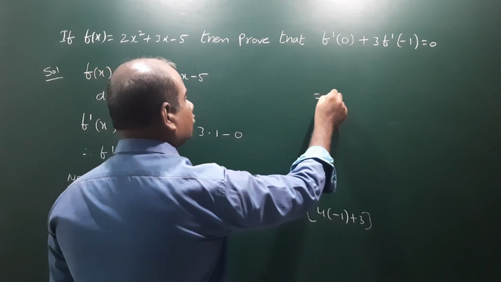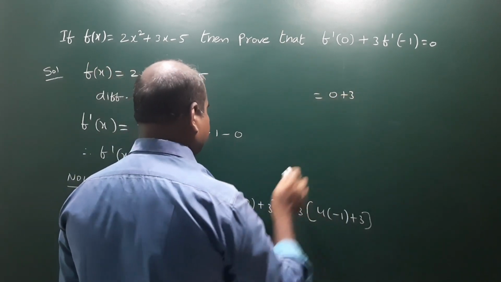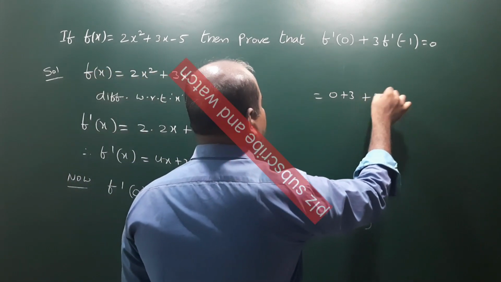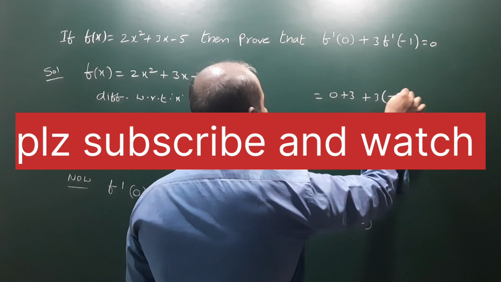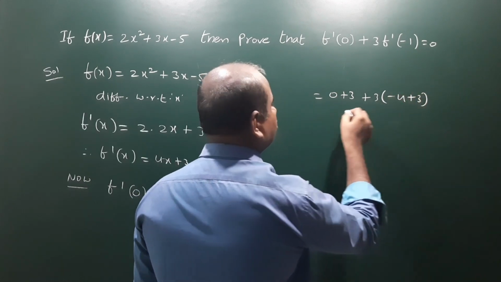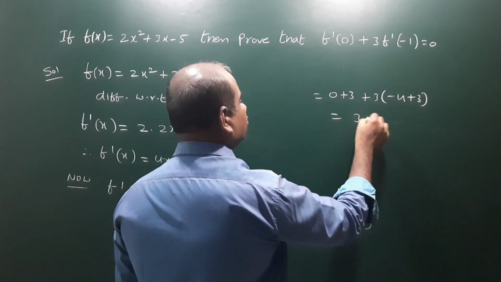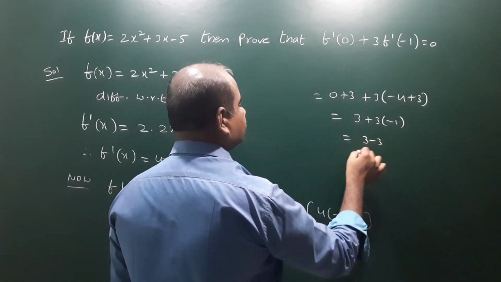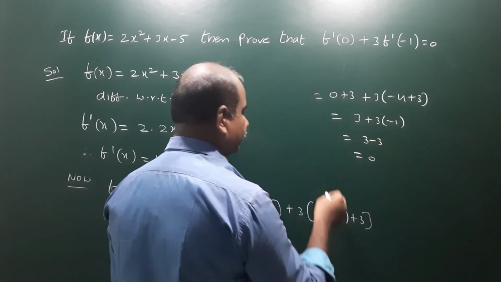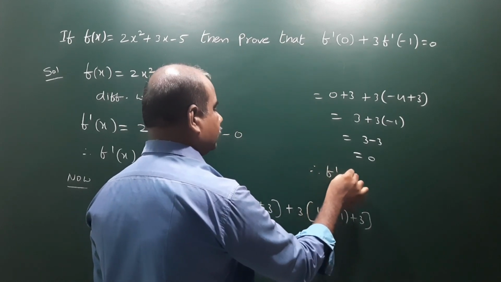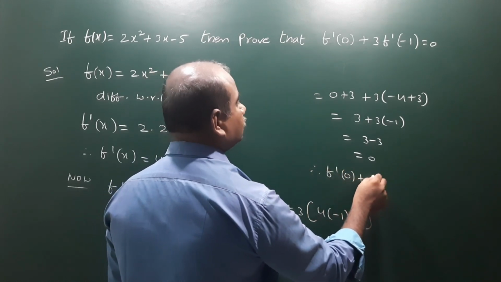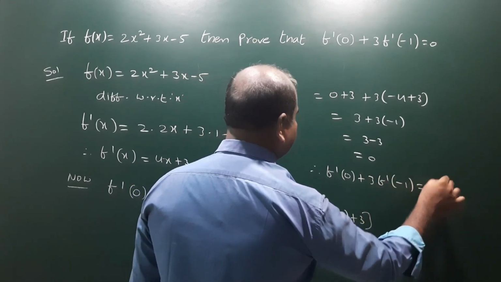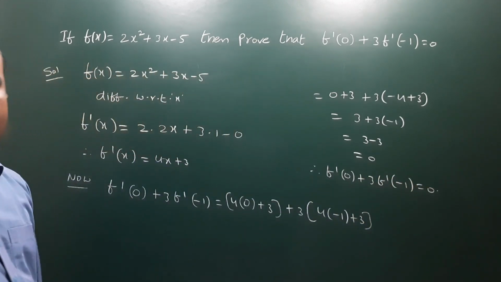Okay, that is equal to 4 into 0 plus 3, plus 3 into (4 into −1 plus 3), that is −4 plus 3. That is equal to 3 plus 3 into −1. 3 minus 3, therefore it is 0. Therefore finally we get f'(0) + 3 into f'(−1) as 0. That is the answer.